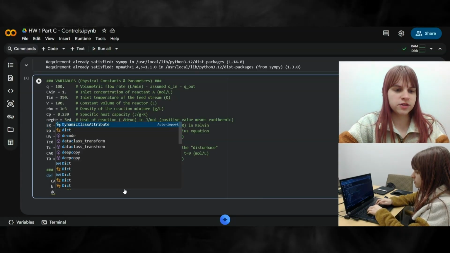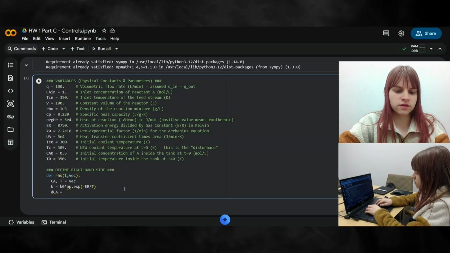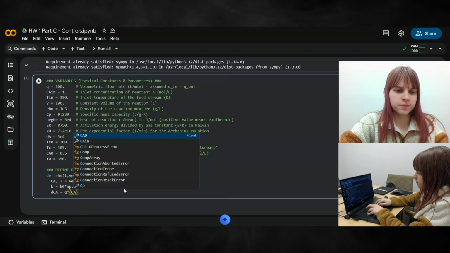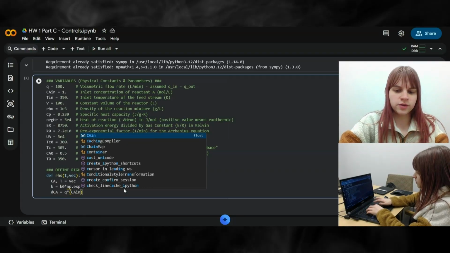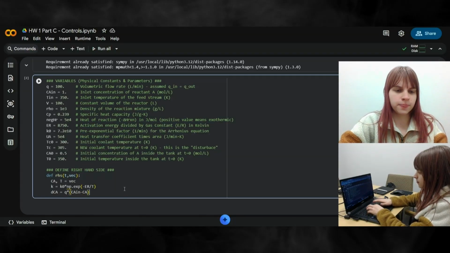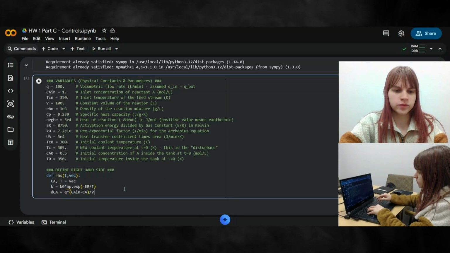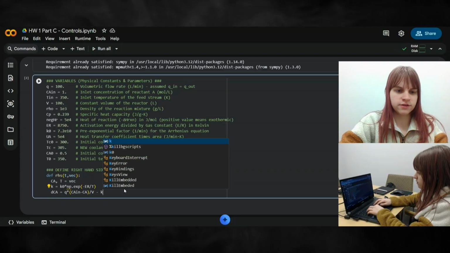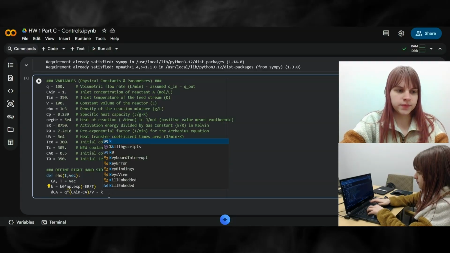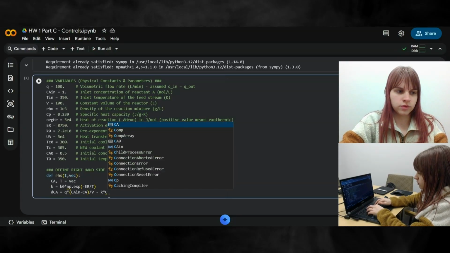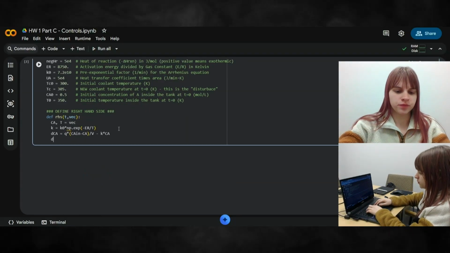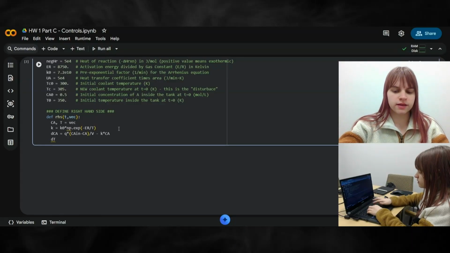Next, we're going to be putting in our material balance. So we determined that dCA is equal to the volumetric flow rate times the concentration of A in minus the concentration of A at any point in time, divided by V, minus K times CA.